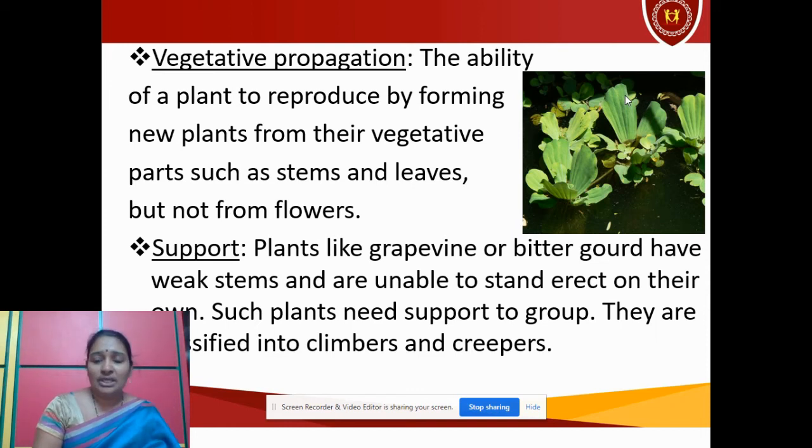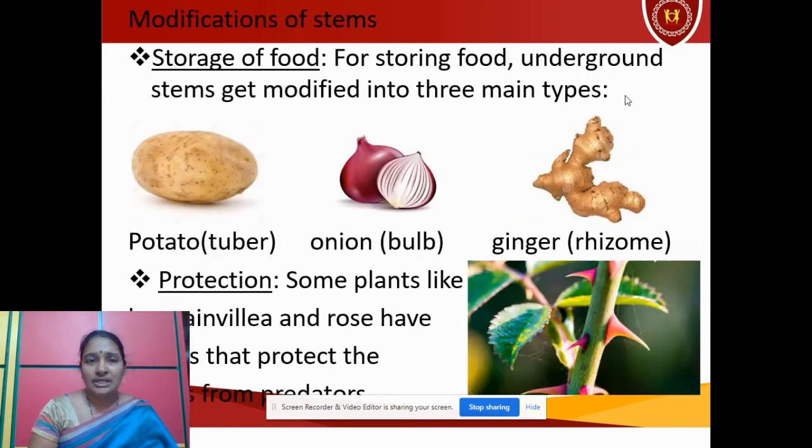For example, I'm talking about the previous slide itself. Here you can see the storage roots. They too have the capacity of growing separately, giving rise to other plants. For example, ginger. Don't take the peel off the ginger. Take a little one inch part of the ginger.